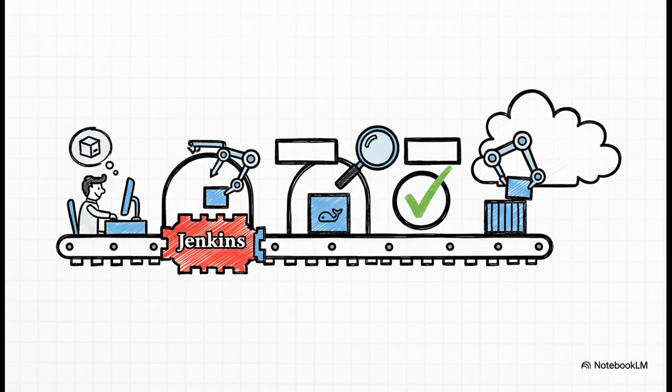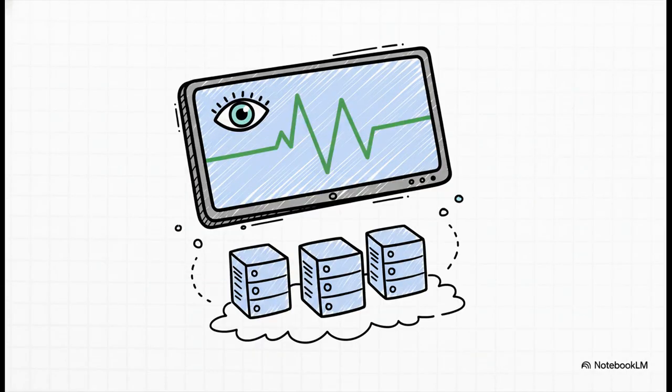So imagine this. A data scientist pushes some new code. Jenkins sees that change and automatically kicks off a workflow. It tells Docker to build a new image, then it runs a bunch of automated tests on that image, and if and only if everything passes, it tells Kubernetes to deploy it to production. It's total automation. And we're live.